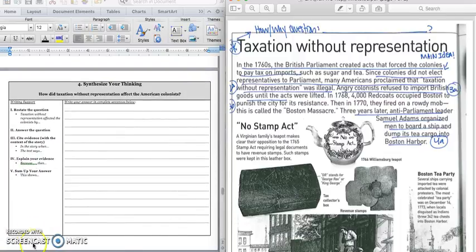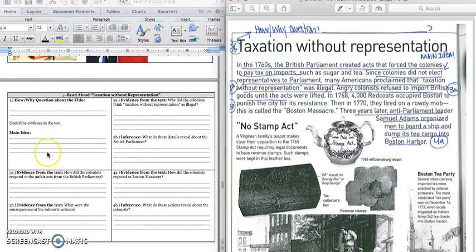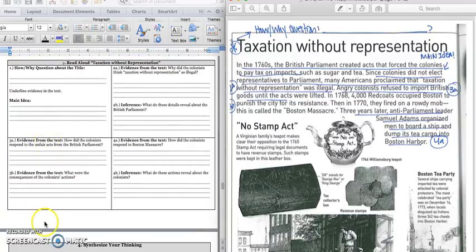It says, how did taxation without representation affect the American colonists? And you can finish that sentence with the main idea, and then you can talk about examples that support your answer.